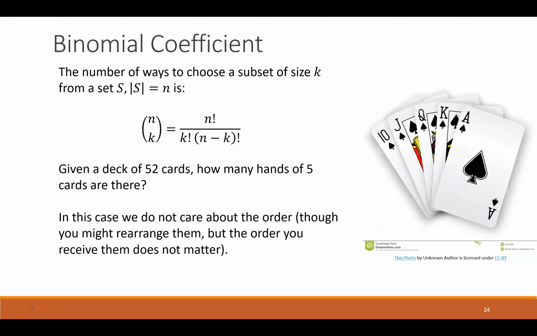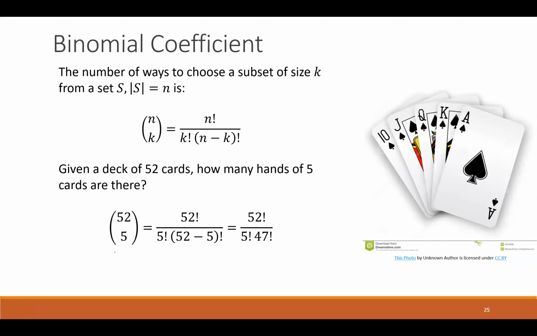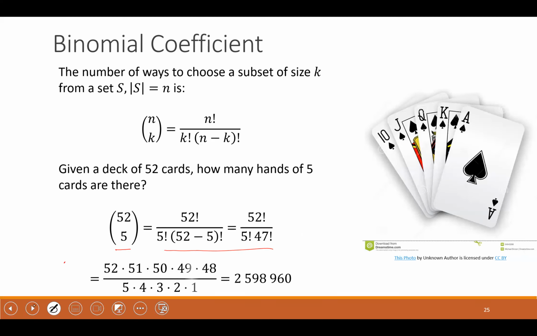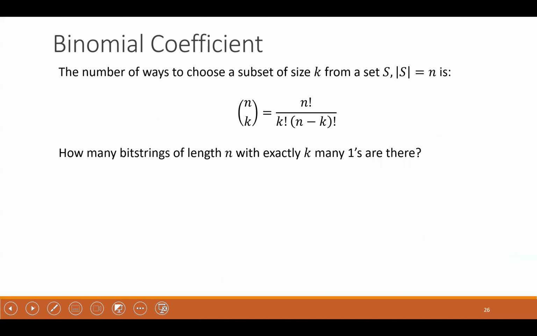Yeah, 52 choose 5. So just by definition, it's 52 choose 5, which we could expand out, although I do not expect this. So there's 2.6 million different hands of 5 cards I can get.